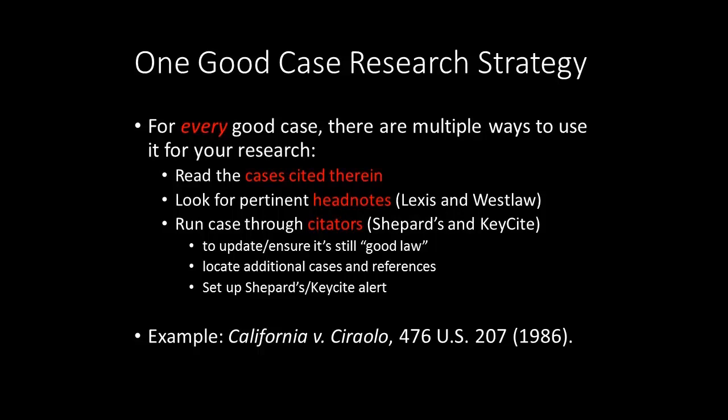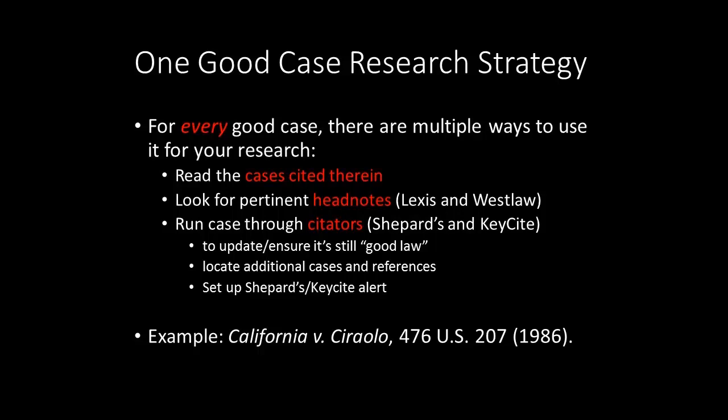And then you can also run the case through citators, which would be either Shepard's in Lexis or KeyCite in Westlaw. You do that to, number one, make sure that your case is still good law, that it hasn't been overruled or otherwise weakened by subsequent case law. You can use the citators to find additional cases on the same subject. And you can also set an alert in Shepard's or KeyCite, so you can be automatically notified when other cases talk about the case that you started with.